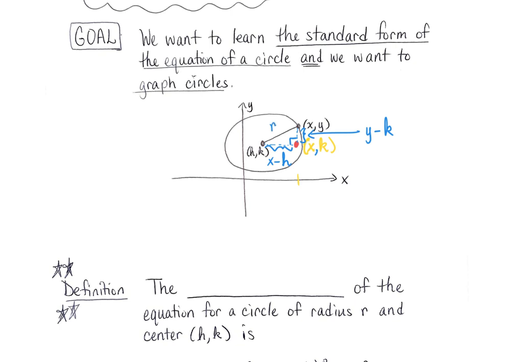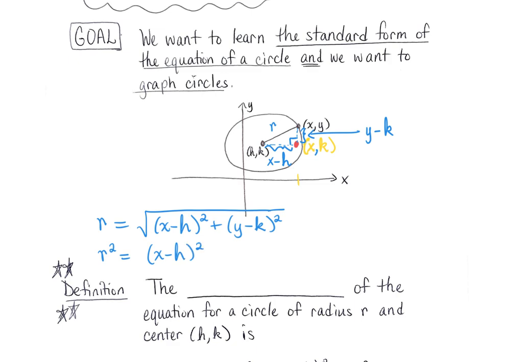We know that r is equal to the square root of this squared plus this squared. So we know r is the square root of the quantity x minus h squared plus the quantity y minus k squared. And if we square both sides, we get r squared is equal to the quantity x minus h squared plus the quantity y minus k squared.